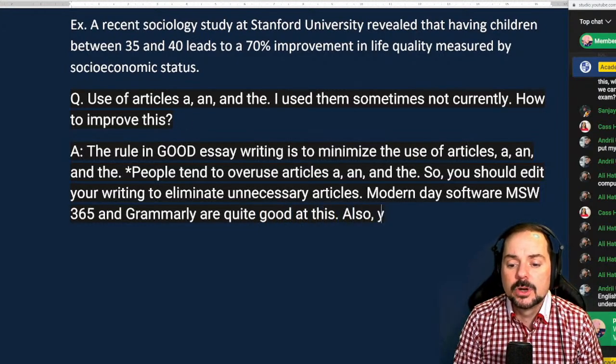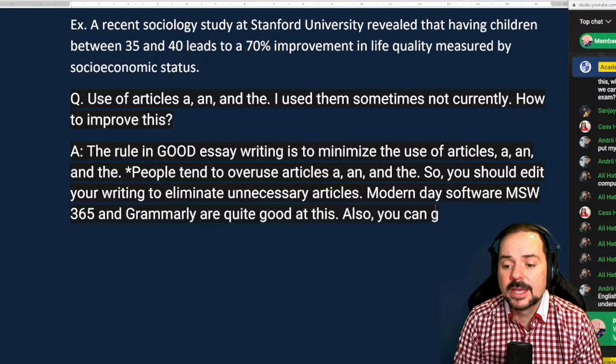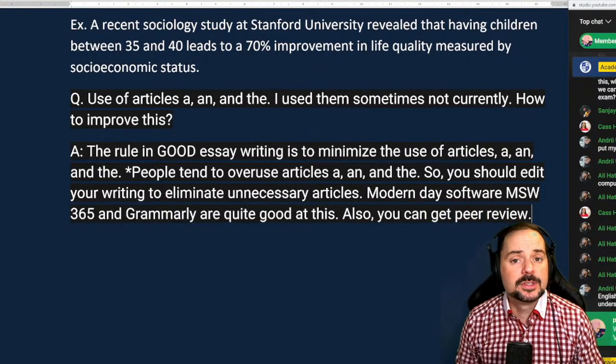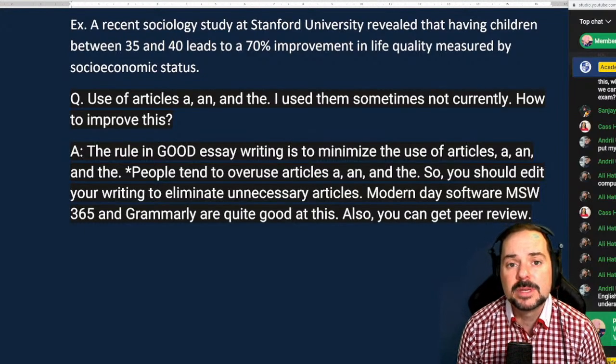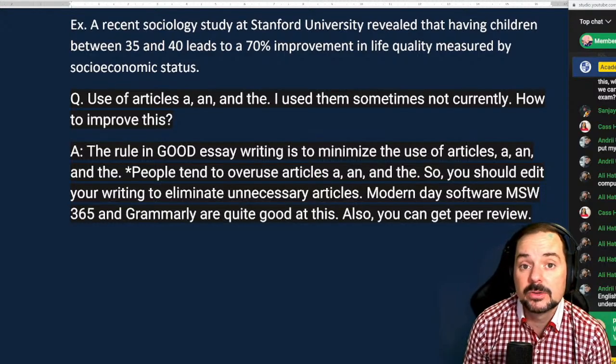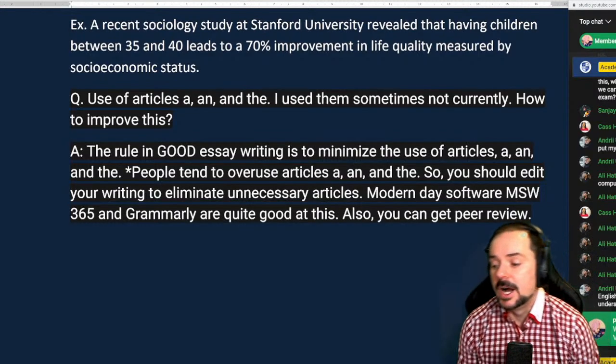Okay, also you can get peer review. So give it to someone else and say, hey, could you just read this real quick and check to see if I'm missing any articles, misusing any articles, or if I'm using articles unnecessarily.